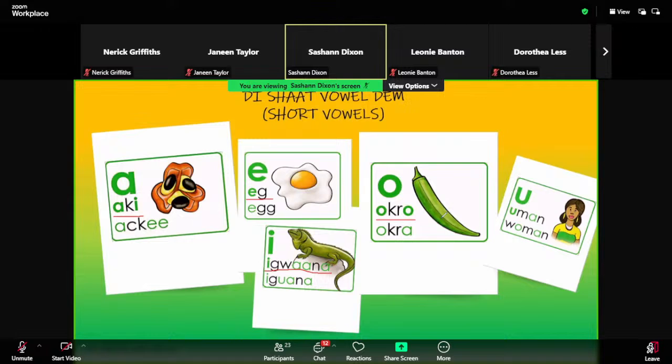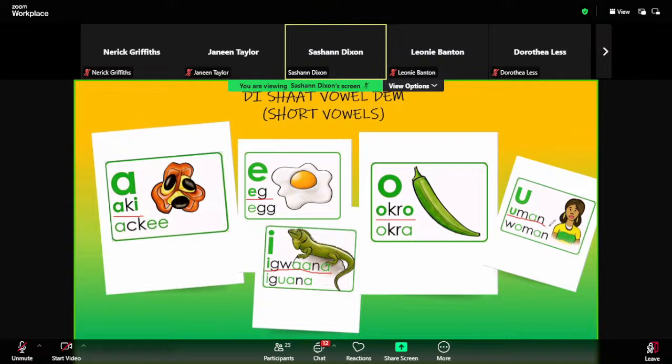The last one, the U, representing the short U sound, as in woman. So the Jamaican pronunciation of the word woman in English, in Jamaican, that's uman. First sound, U.